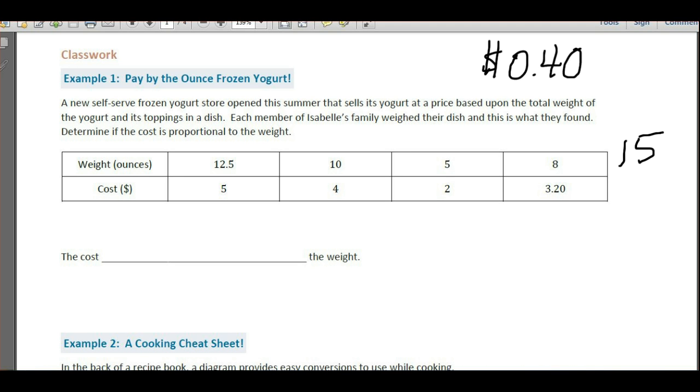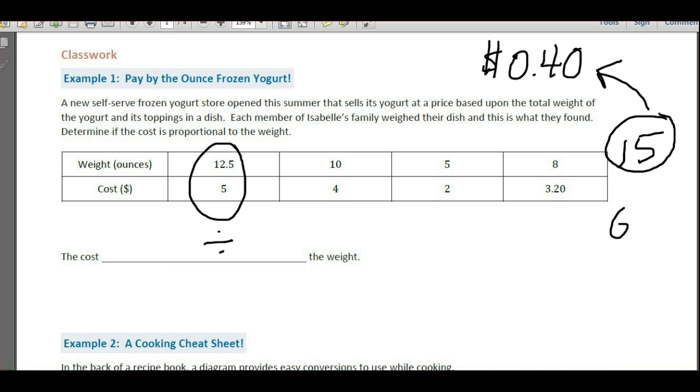So when we were figuring out our price per ounce here, we were using division. Now, hopefully you noticed that we had 15 ounces here. We needed to go ahead and multiply by our price per ounce to come up with $6. Okay, so they paid $6 for the brother's 15 ounces of yogurt.